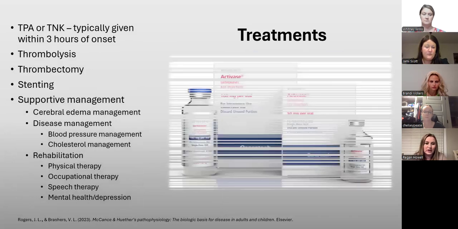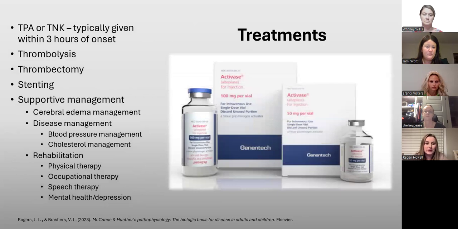So here we have the treatment. The first four listed would be for ischemic stroke. So you have TPA or TNK, which is also known as the clot buster. That's typically given within 3 hours of onset. That's the ideal time, but the time frame ranges from 3 to 4.5 hours after the onset of symptoms. So you can have thrombolysis done and thrombectomies to remove the clot, and then you can have stenting in the area that was affected in that certain vessel.